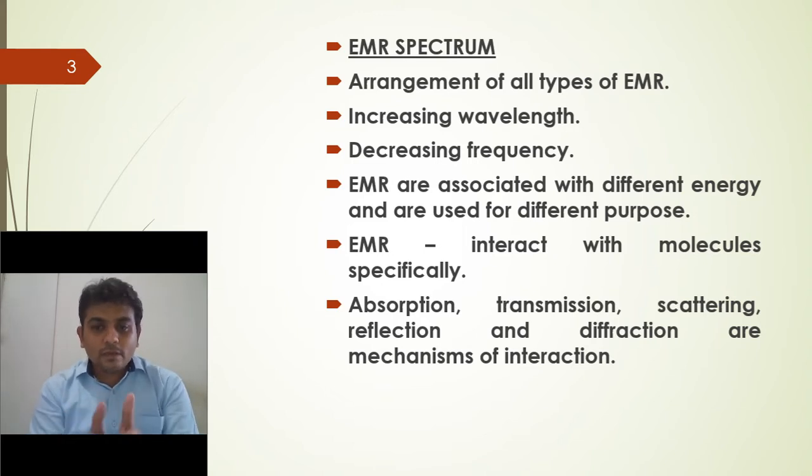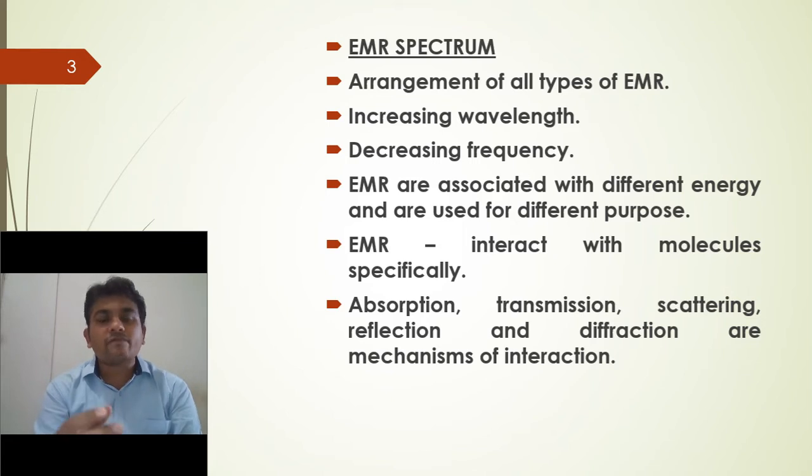Now this EMR spectrum is associated with different radiations which have different energy, and as they have different energy, they are related with specific techniques, or they are mainly used for different purposes. For analytical purposes, these radiations are being used. Now, in case of electromagnetic radiation, as they have a specific energy associated with them, they interact with molecules very specifically. Every molecule is different because of different kinds of functional groups or different kinds of bonds which are present in that particular molecule.